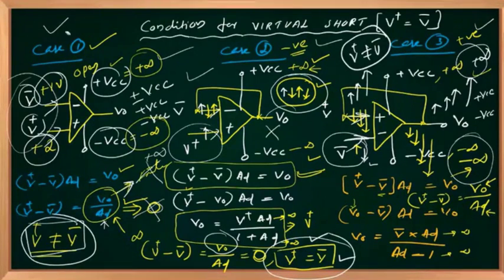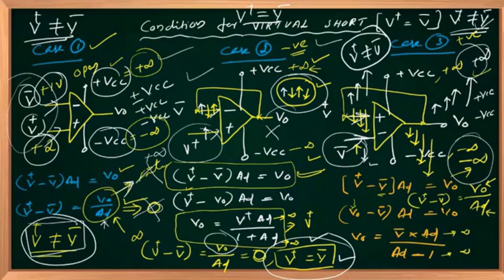So I will conclude it again. You need not memorize it, it's trivial. V plus not equal to V minus in open loop. V plus equal to V minus in negative feedback circuits. V plus not equal to V minus in positive feedback circuits.